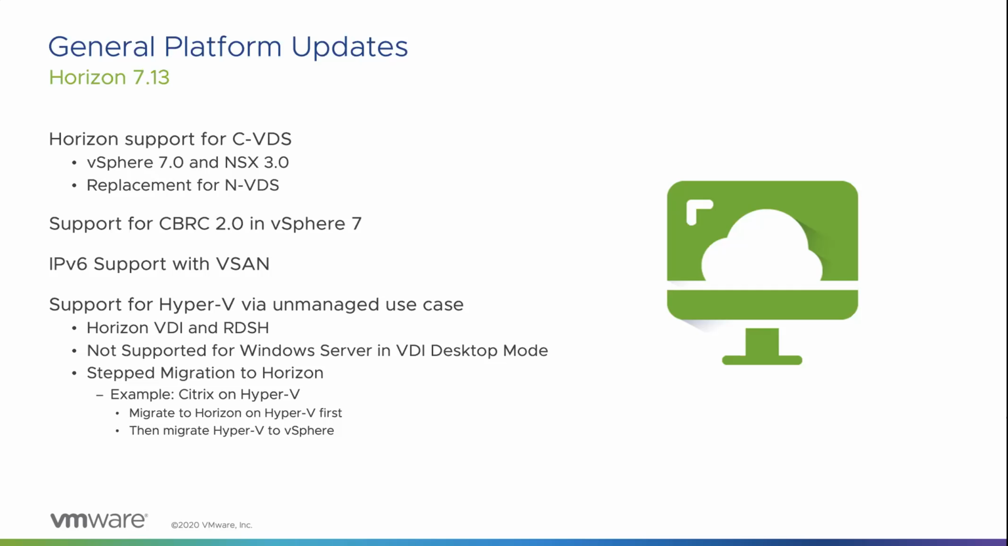And really, the example here is a stepped migration from Citrix. So we have Citrix on Hyper-V today. We don't want to shift both to Horizon and to vSphere at the same time necessarily. It's a big shift. So you can migrate to Horizon on Hyper-V first, and then migrate Hyper-V to vSphere.